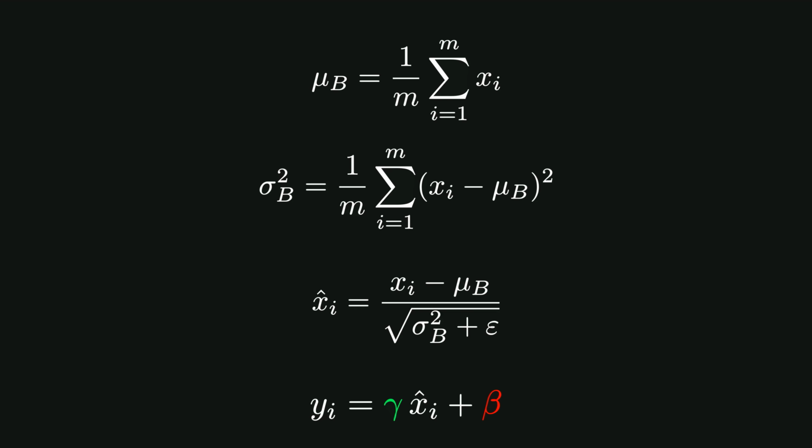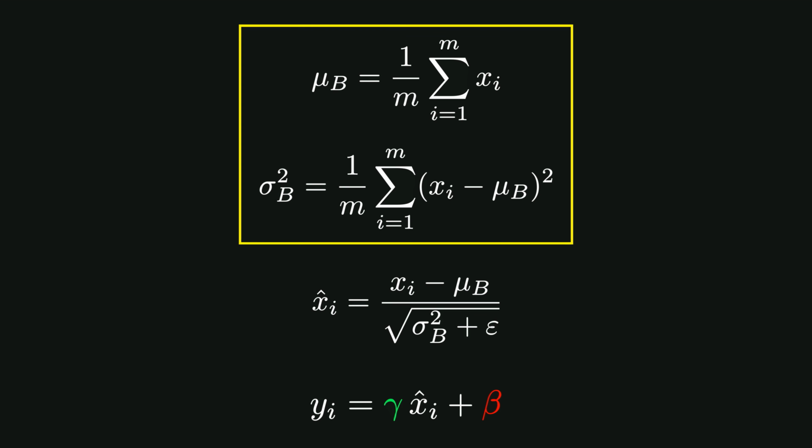Now, during testing, the process changes a little bit. To normalize the values, we need the mean and variance of the mini batch, right? But at test time, we may not even have a mini batch. Sometimes we just have a single input, and in that case, the mean becomes that same value and the variance becomes 0. That makes no sense for normalization. So instead, during training, batch norm keeps track of exponentially moving averages of the mean and variance. And during testing, we simply use these stored moving average values to normalize the data.